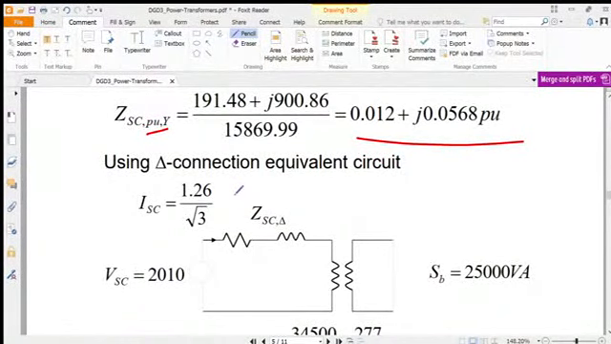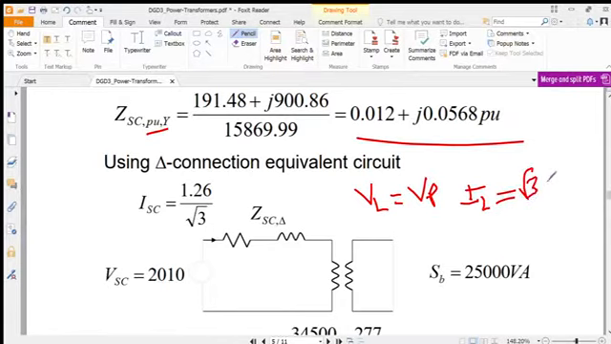We can validate our result using the delta connection circuit. In the delta connection, the voltage is not divided by 3, because for delta connection the line voltage equals the phase voltage, so no division. The difference is only the current value. The line current can be expressed as root 3 times the phase current.